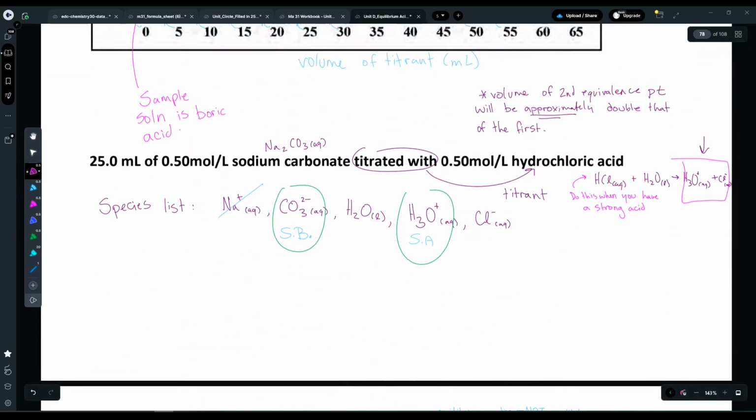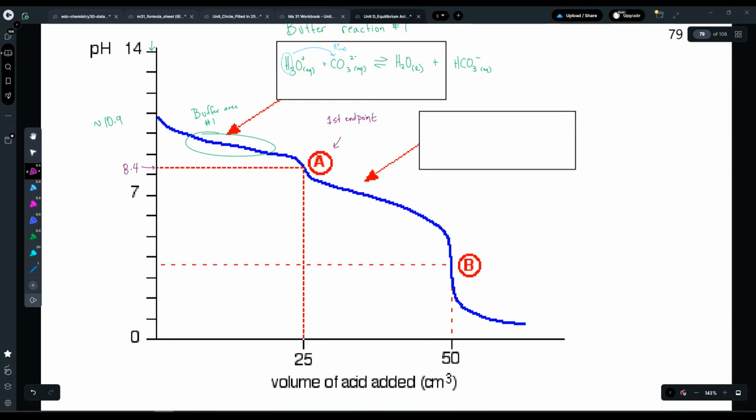Where is the acid coming from? Well, it's coming from the fact that we're titrating with hydrochloric acid. So we're adding in hydrochloric acid from the burette.